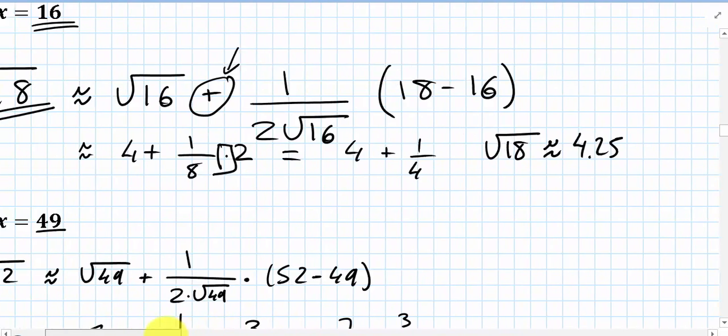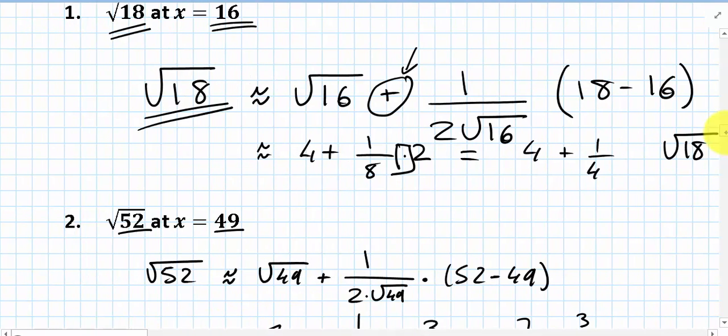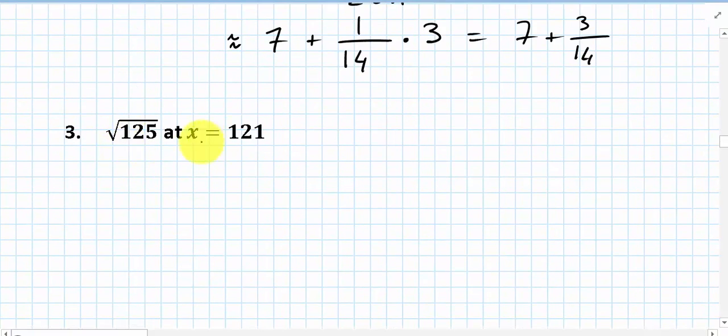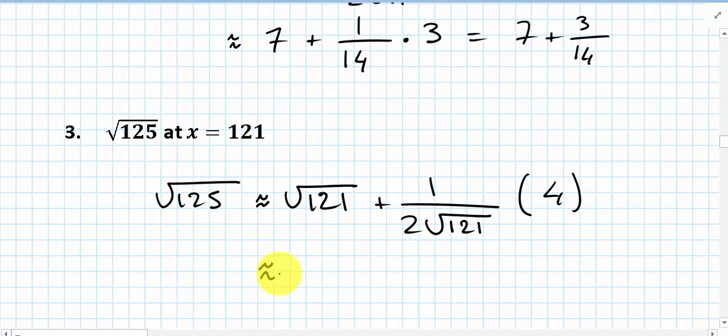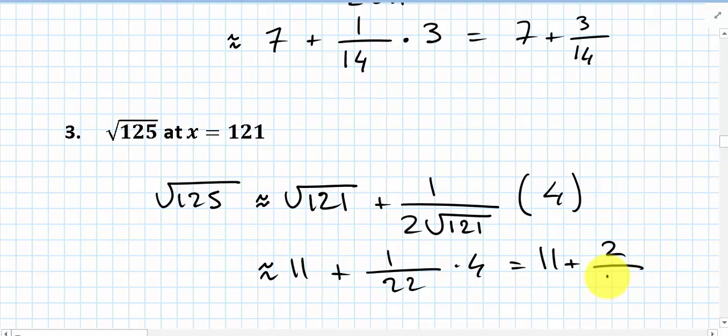All right, that's why. And therefore, for the last example, 125, I'm 4 units away from 121, right? Let's see how good an approximation we get. So the square root of 125 is about the square root of 121, which is 11, plus the expression 1 over 2 square root of 121, times 125 minus 121, which is 4. So this is 11 plus 1 over 2 times 11, 22, times 4. So it is 11 plus 2 over 11.